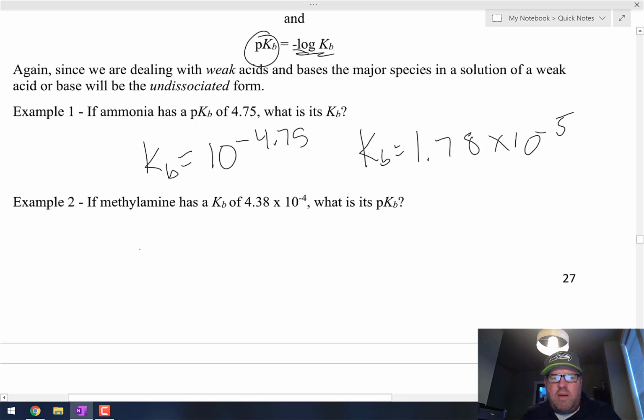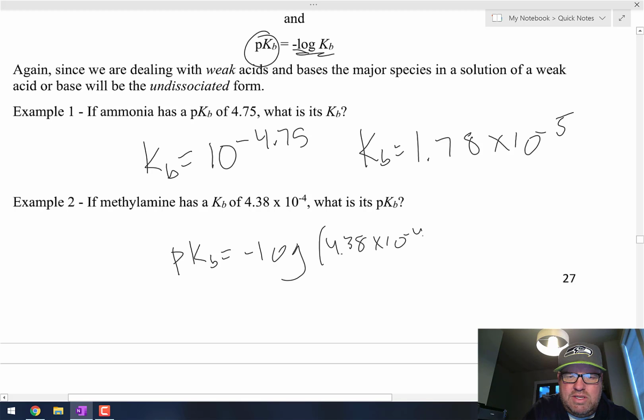Okay? And again, on a test, they would say if methylamine, a weak base, has a Kb of 4.38 times 10 to the minus fourth, what's the pKb? So in that case, the pKb is just going to equal the negative log of the Kb value, so 4.38 times 10 to the minus fourth. So we're going to go negative log 4.38 times 10 to the minus fourth is equal to, and similar to pH, when you're estimating, since that's the negative fourth, we know the pKb is going to be somewhere between 3 and 4, and it is. It's 3.36.